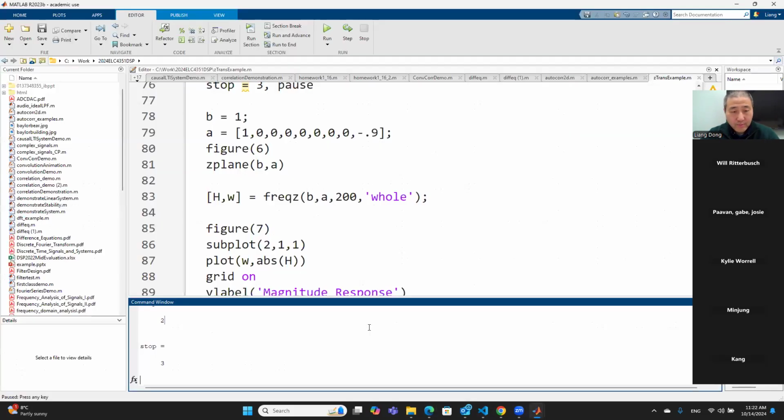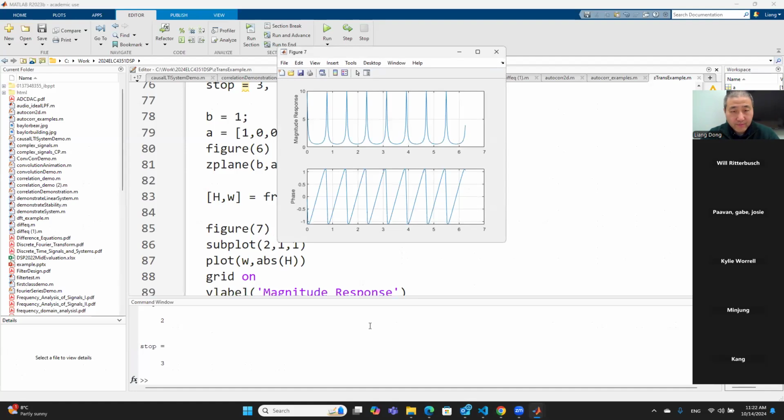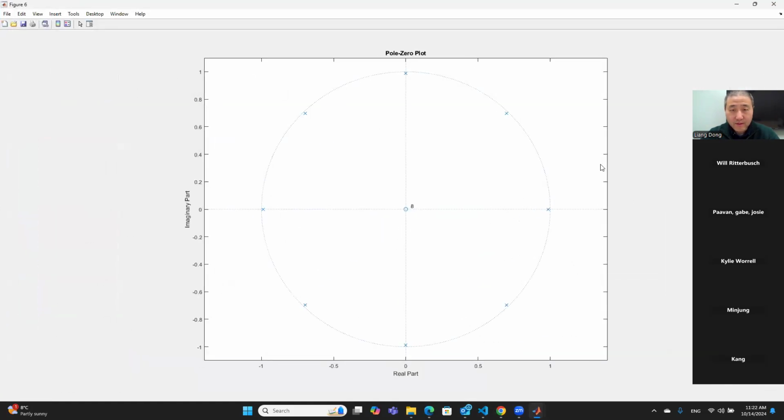So let me run this to the end. So here is indeed what I have. These are 8 poles, a little short of 1, but they are along these 8 equally spaced phases. And then I have 8 zeros on the origin. So that's the pole-zero plot.